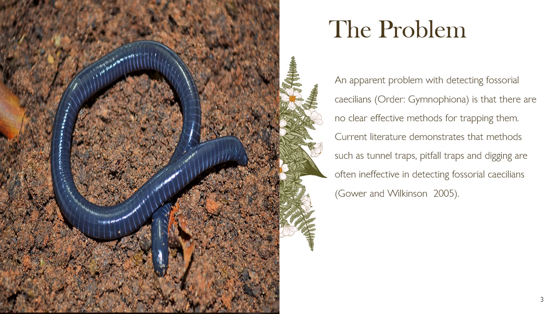Current literature shows methods such as tunnel traps, pitfall traps, and digging, and these are all ineffective in their own sense and are often not applicable in certain situations. All these methods show that it is difficult detecting fossorial caecilians.